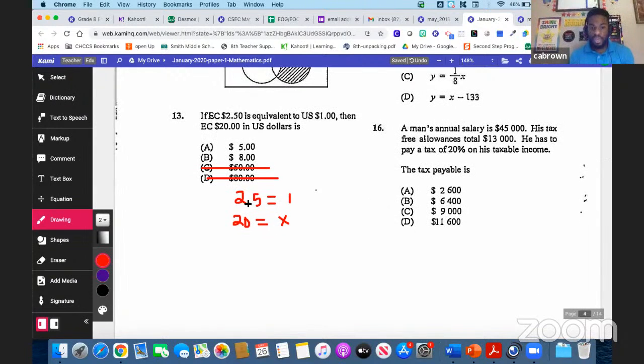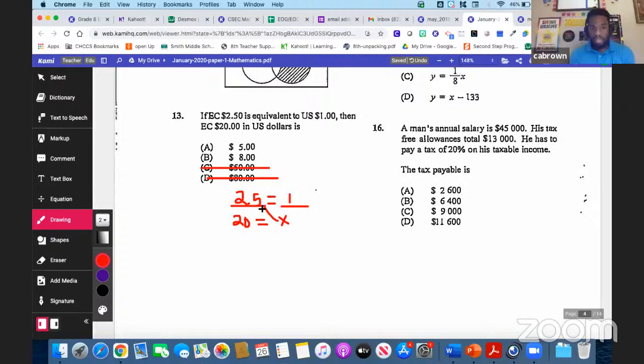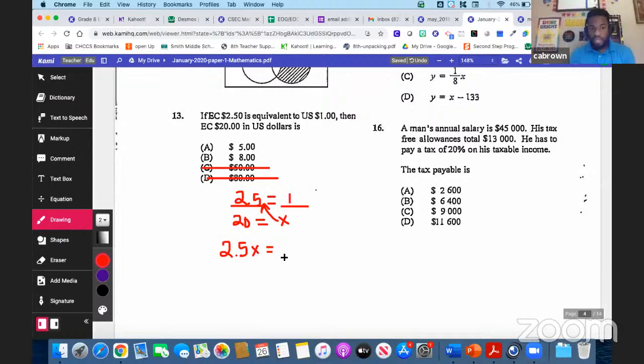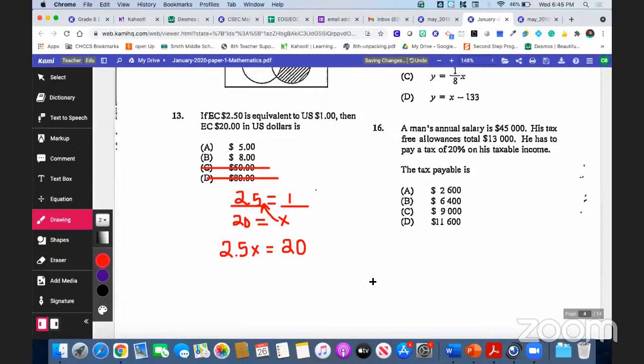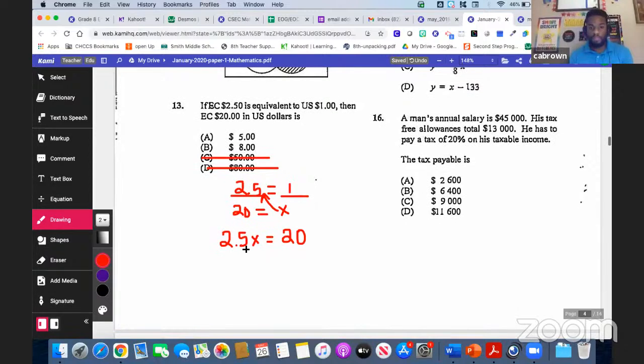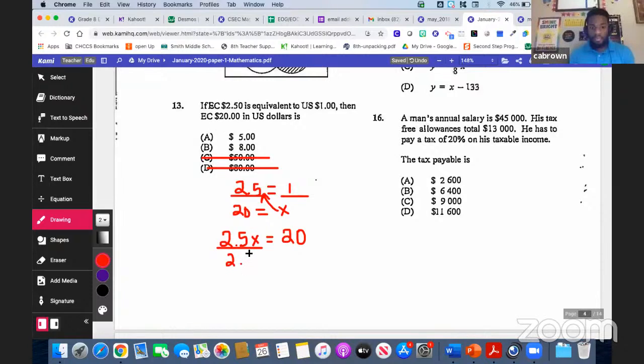Let's see if we can work this. I'm going to cross multiply. X times 2.5 is 2.5x, and we're going to be doing 20 times 1, which is 20. Is it B? B, all right, let's see if we can prove it. So you said B, we're going to see if we can prove it. So 20 divided by 2.5.